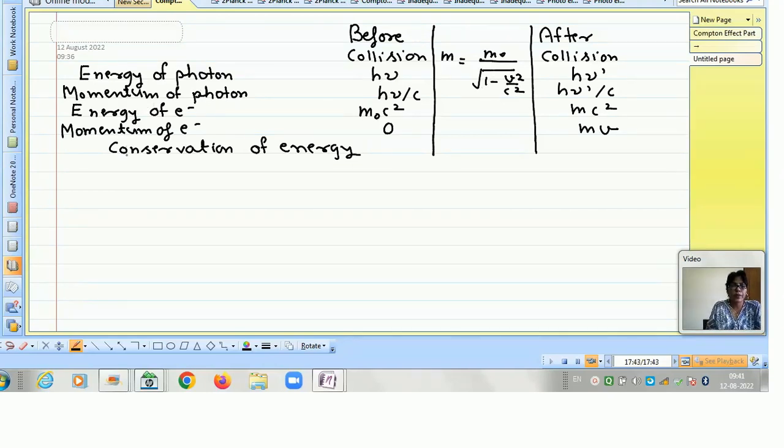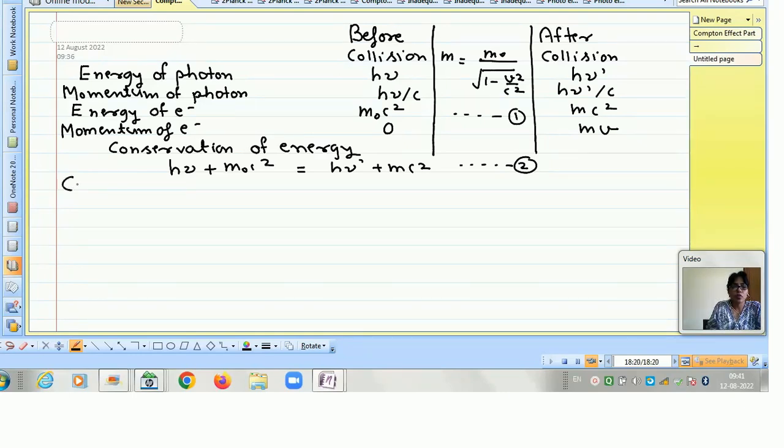Now come again to the conservation of energy. The energy before collision is equal to the energy after collision. So let us write it: h nu plus m naught c square is equal to h nu dash plus mc square. This is equation number 1, and this is equation number 2. Then we will write the equation for the conservation of linear momentum in both directions, in the x direction as well as in the y direction.